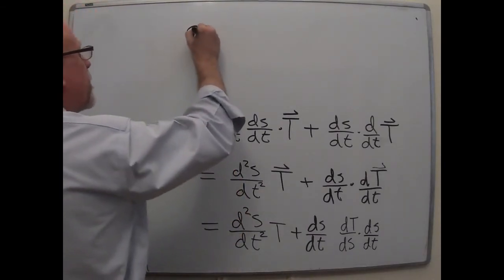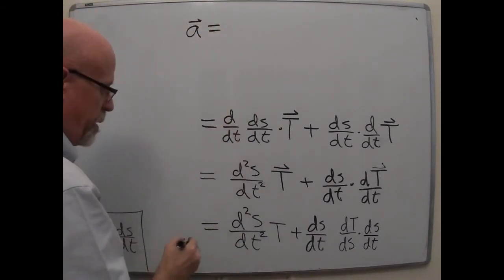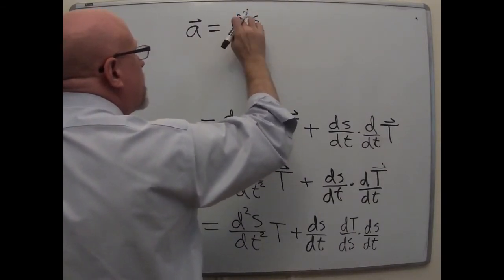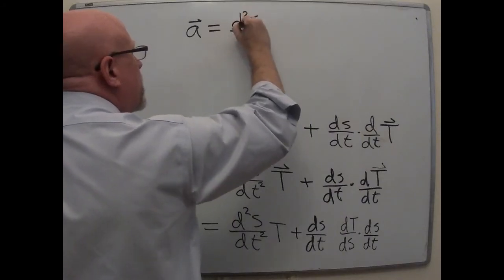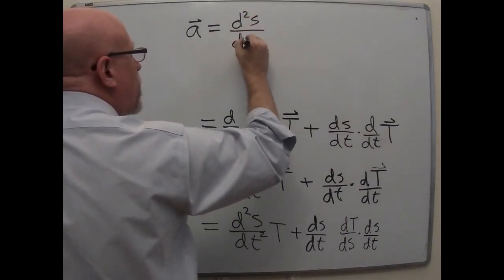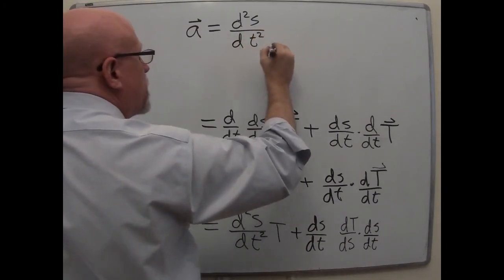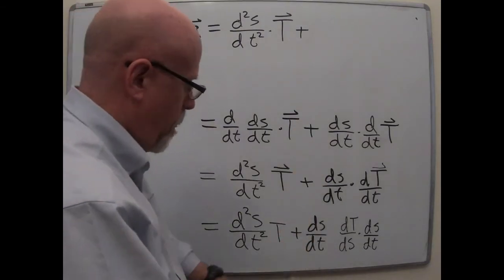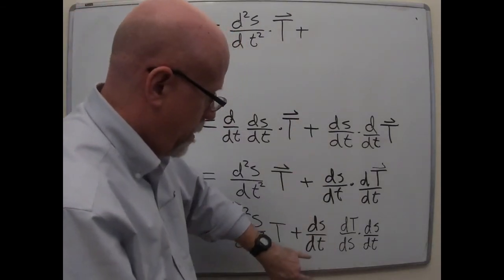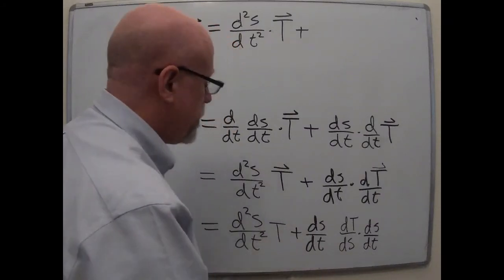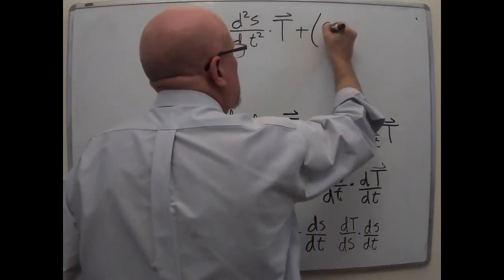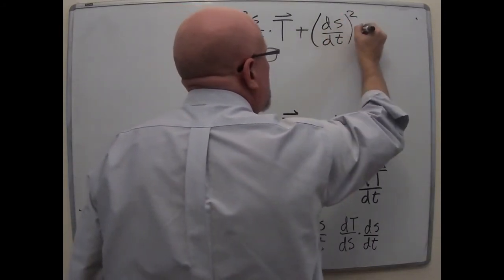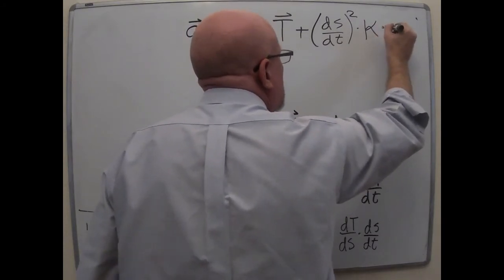So what we've got there is that the acceleration vector has been written as the second derivative of arc length with respect to time times the tangent vector, plus, this is actually kappa times N, and we've got two copies of the speed, so we've got the square of our speed times kappa times the normal vector.